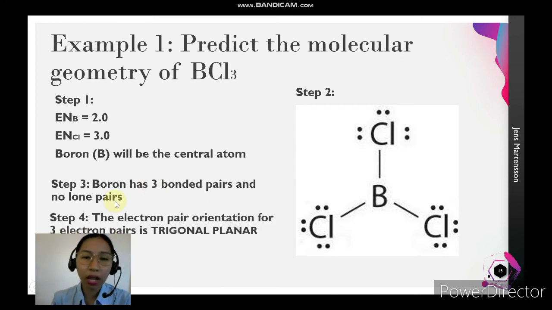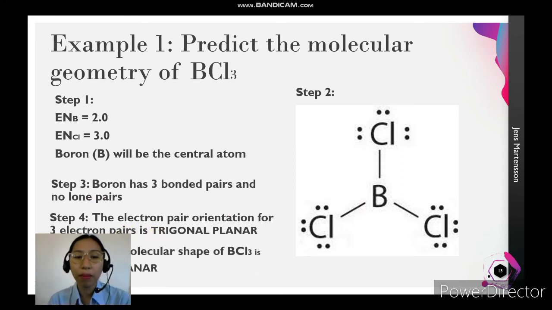What is the electron pair orientation? So the electron pair orientation of boron is 3 electron pairs. When you have 3 electron pairs, your molecular shape is trigonal planar. Therefore, BCl3 is trigonal planar.